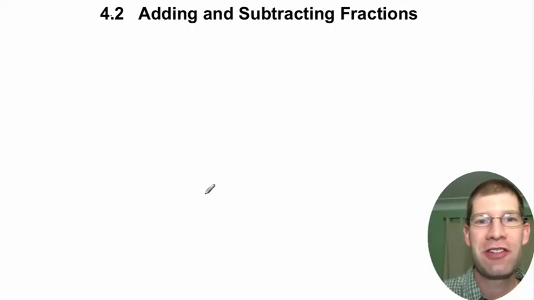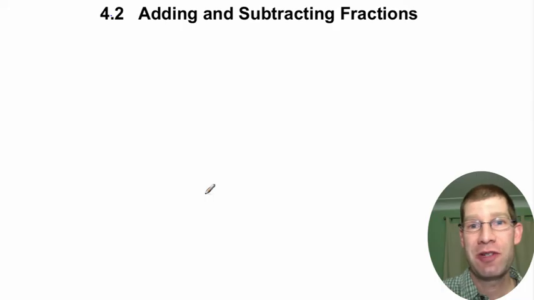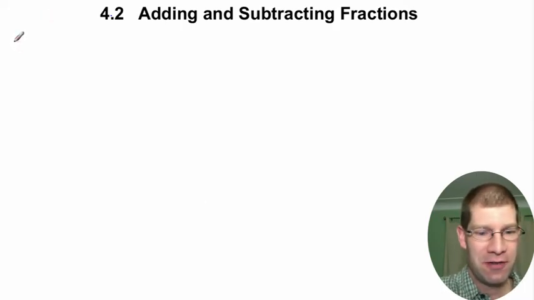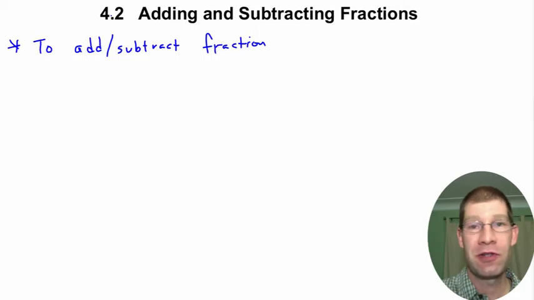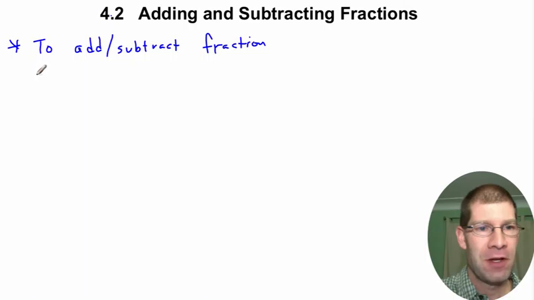Alright, we're here in section 2, adding and subtracting fractions, and I'm going to give you a couple of steps and then do a bunch of examples. First, the steps to add or subtract fractions. We're not doing mixed numbers, like 1 and 2/3. We're just looking at something like 2/3 plus 7/8. So first thing, rewrite fractions with common denominators.